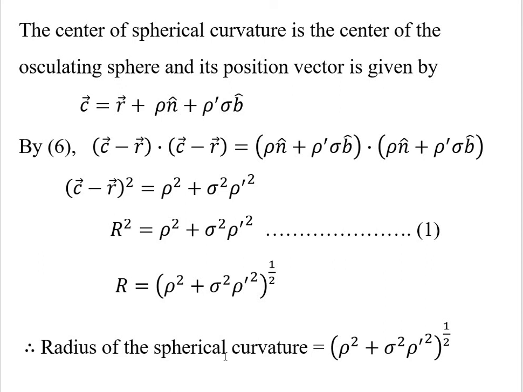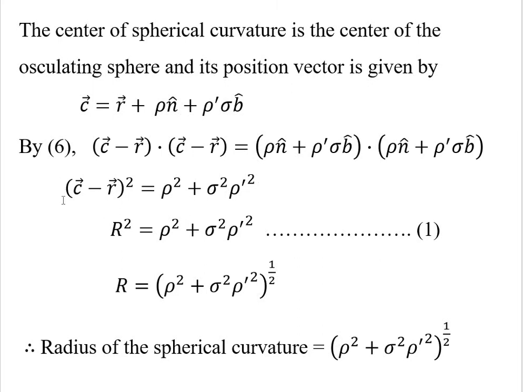That is, the center of the spherical curvature is the center of the osculating sphere, and its position vector is given by C minus R equal to rho n plus rho dash sigma b. So we write C vector equal to R vector plus rho n plus rho dash into sigma b. Again by choosing this equation 6, (C vector minus R vector) dot (C vector minus R vector) equal to (rho n plus rho dash sigma b) dot (rho n plus rho dash sigma b). So we write (C vector minus R vector) whole square equal to rho square plus sigma square rho dash square.